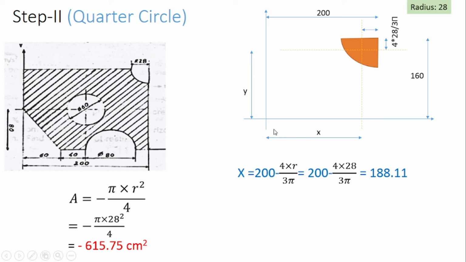Now x bar, as we have discussed, is equal to total length minus this 4r by 3 pi. So we'll get the value 188.11. Now y bar is equal to total height 160 minus 4r by 3 pi. So it is equal to 148.11. So we have calculated area, x bar and y bar for the rectangle, for the triangle, for the semicircle and the circle, and at the last we have calculated it for the quarter circle.